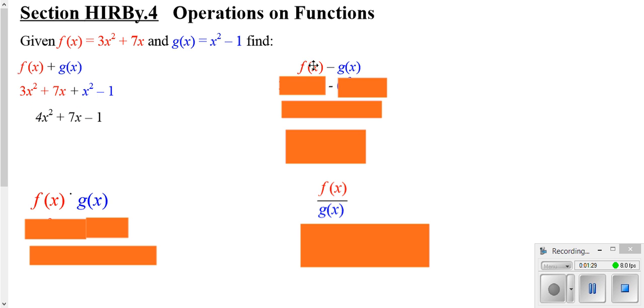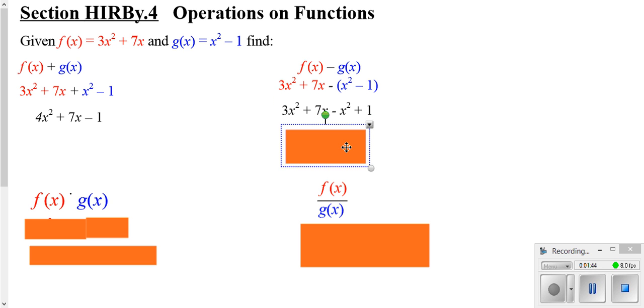Over here, we need to take the red and subtract the blue. So F minus G. So we take our red minus G. Remember, if you're subtracting, you got to subtract that whole thing. So we really have to go ahead and distribute the negative sign through into the blue parentheses. We get this, and then we can just collect our like terms.